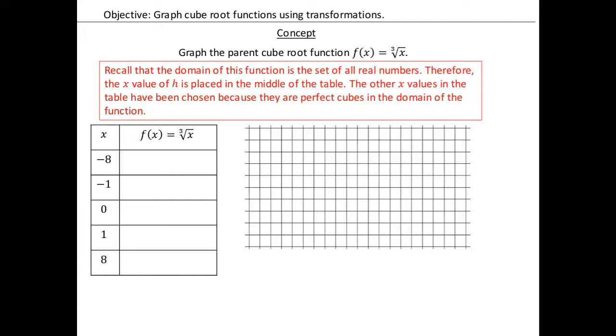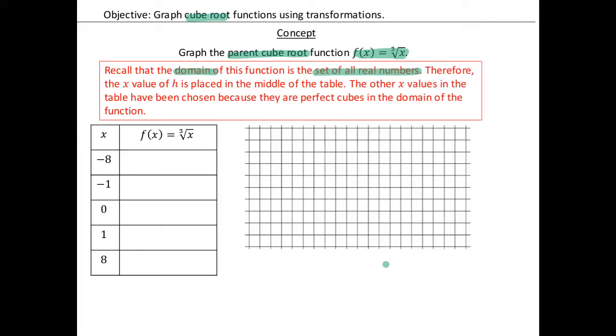So we're going to be transforming the cube root function. The cube root function is f of x equals the cube root of x. This is the parent cube root function. In the red box right there, you guys have it on your paper. It says, recall that the domain of this function, so the x values, there's no restrictions, right? So I can have any x value between negative infinity and positive infinity. So that's called the set of all real numbers.